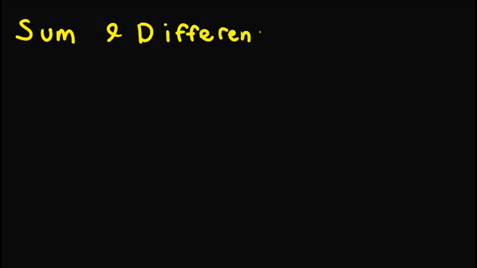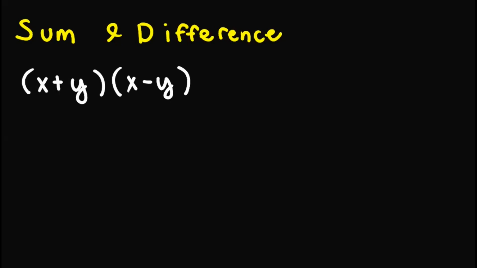Hi there. For this video, we'll be talking about two of the special products in multiplying binomials. The first one is called the sum and difference. Basically, what this tells us is that if we multiply x plus y, a sum, and x minus y, a difference, the outcome is simply x squared minus y squared.